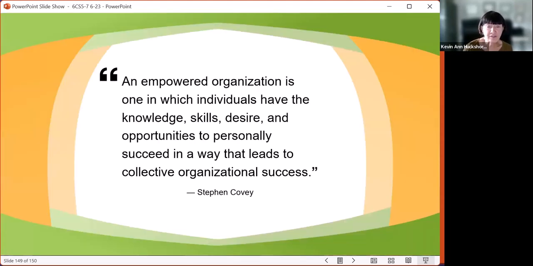And then finally, Stephen Covey, who's a very famous leader, basically said, an empowered organization is one in which individuals have the knowledge, skills, desire, and opportunities to personally succeed in a way that leads to the collective organizational success. So thank you very much.